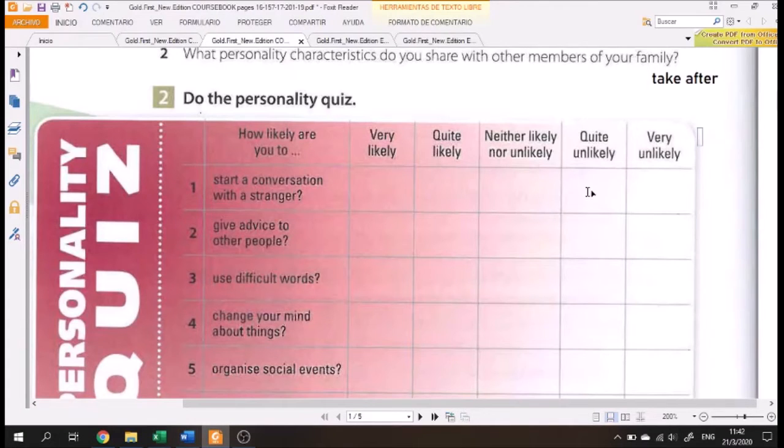Well, in my case, quite unlikely, yeah. Unless we are in a teaching context, in that case, I am always starting conversations out of the blue. Number two, how likely are you to give advice to other people? Well, quite likely. Again, being a teacher, you are always dealing with these situations. While I do my quiz, you do yours, okay? How likely are you to use difficult words? No, I'm not that kind of person.